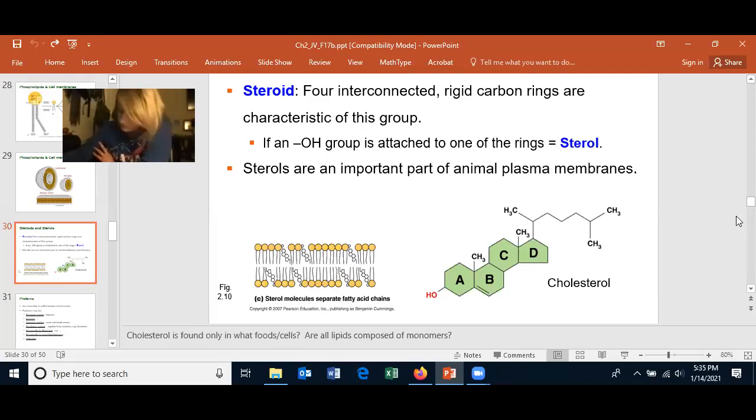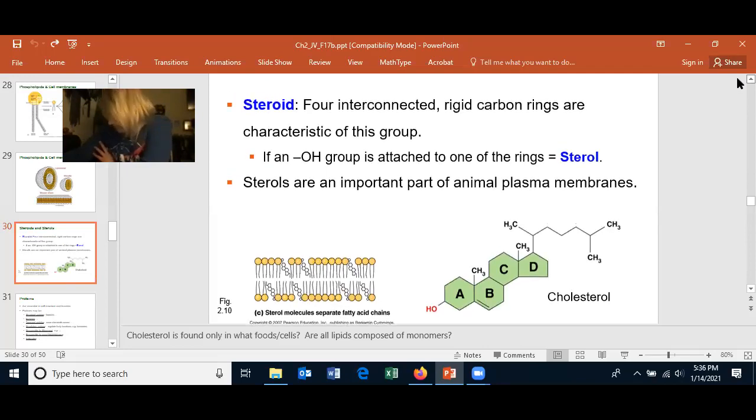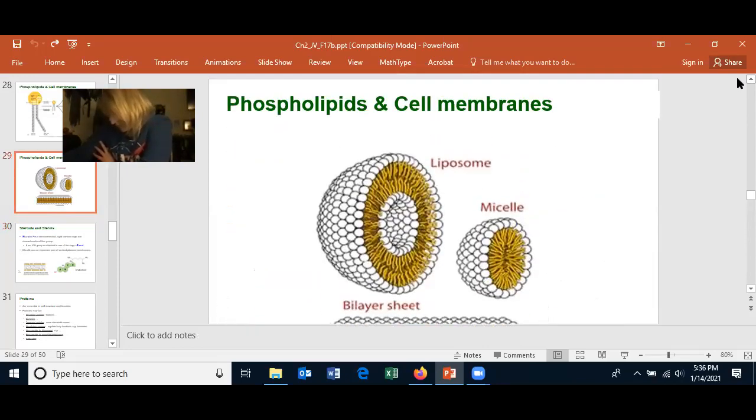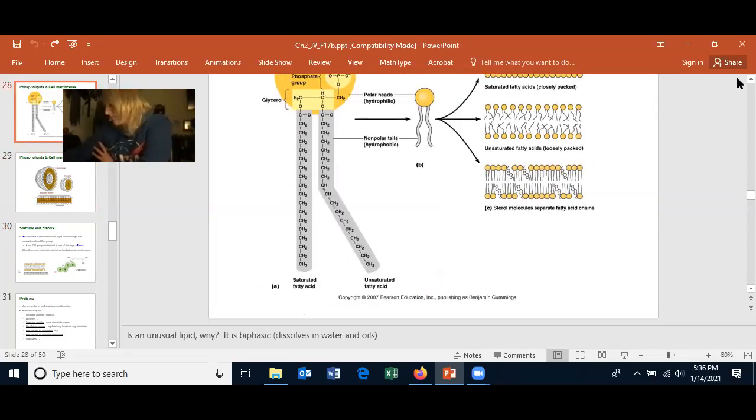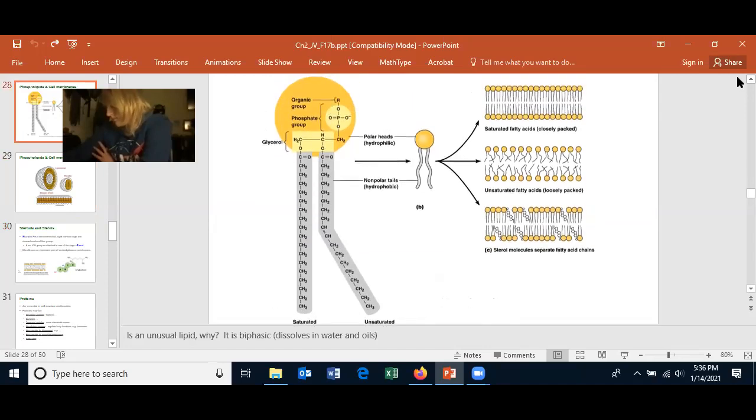And I did mention that some lipids are composed of monomers, like the carbohydrates. Let's go up here. Some lipids are composed of monomers, like the phospholipids are composed of fatty acid chains and a phosphate group.